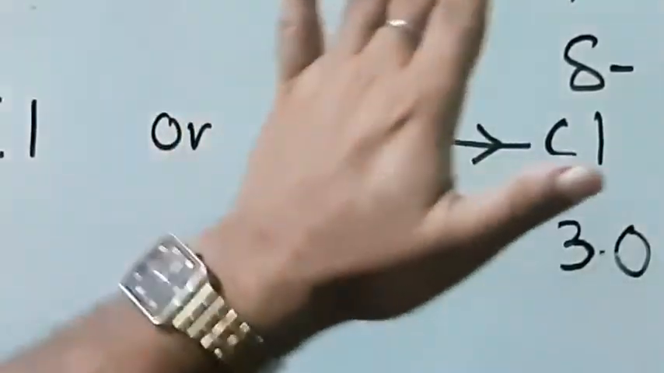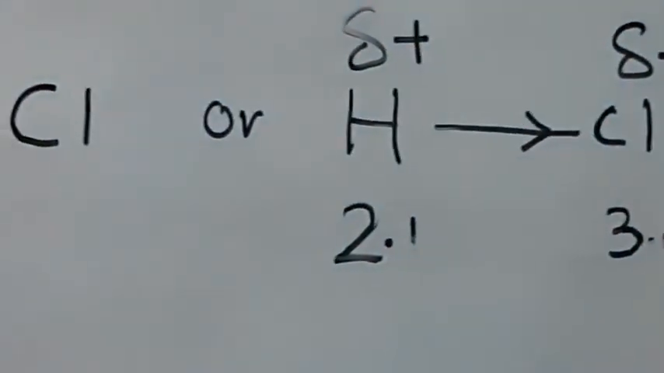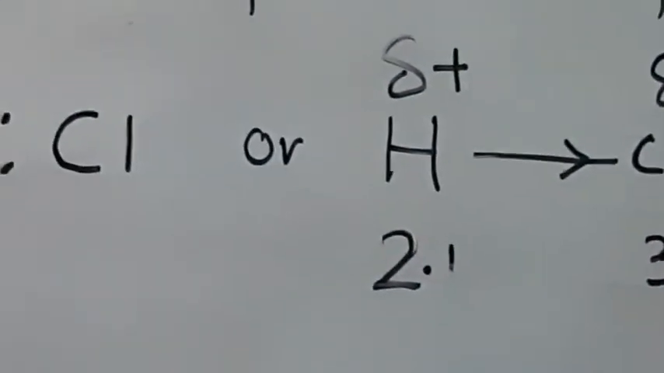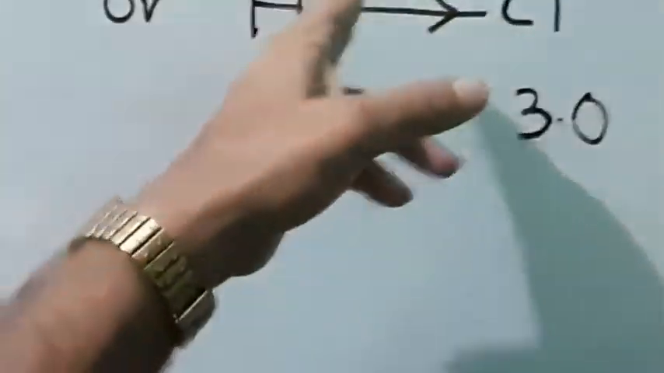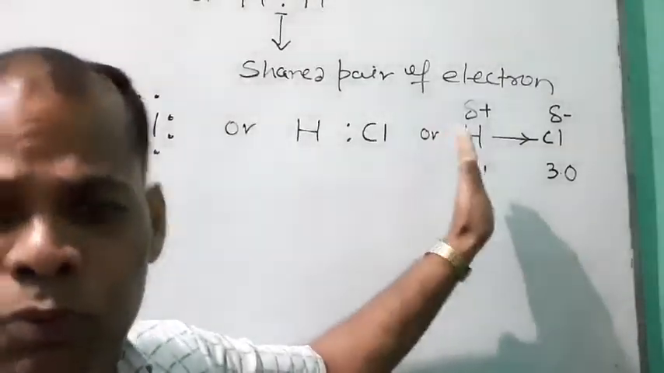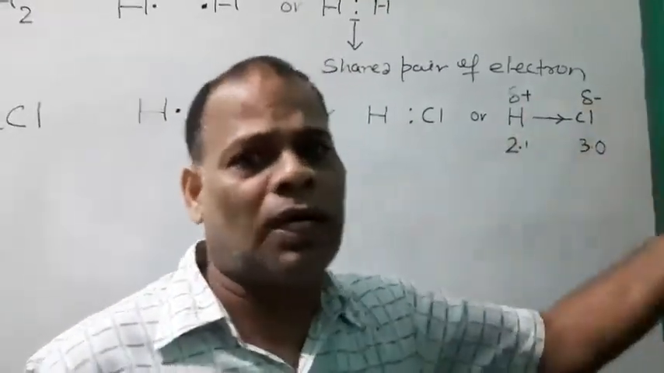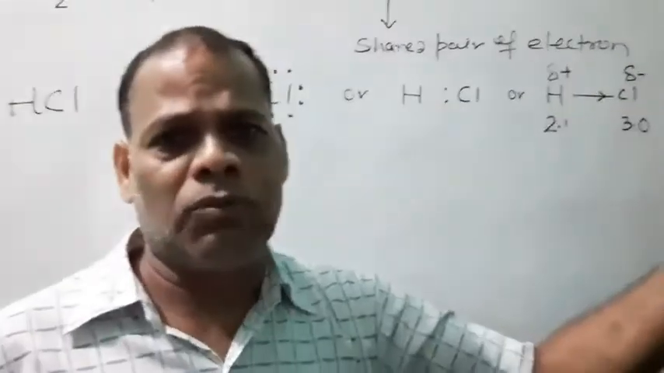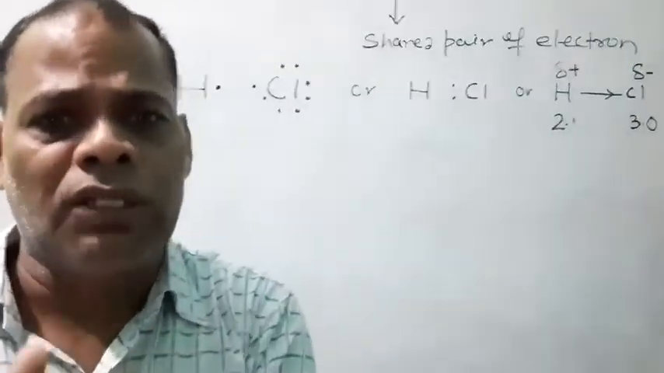It is not equal to, like, an electron which has a charge of 1.602 into 10 to the power minus 19 coulomb. It is not that much charge, it is lesser than that. That's why we also call it partial positive charge, partial negative charge, due to shifting of electron from the shared pair towards one of the atoms which has more electronegativity value.